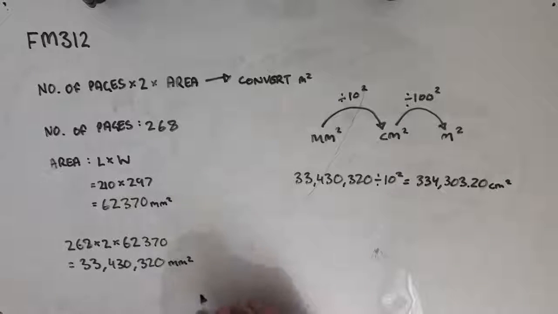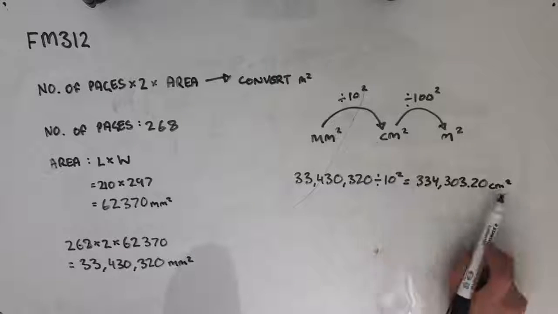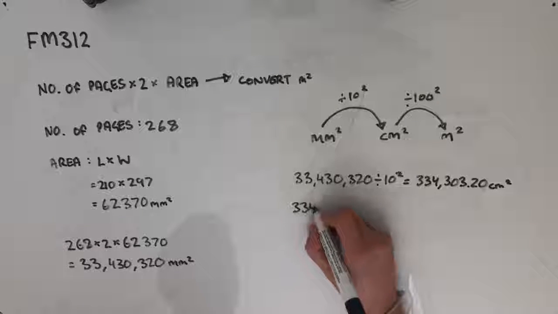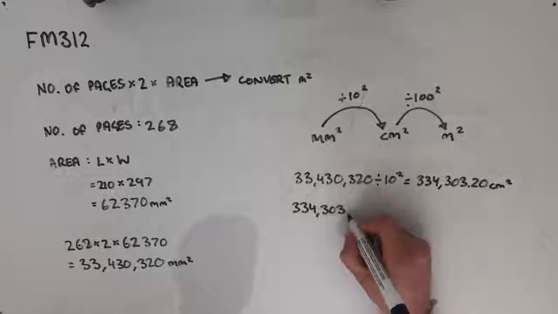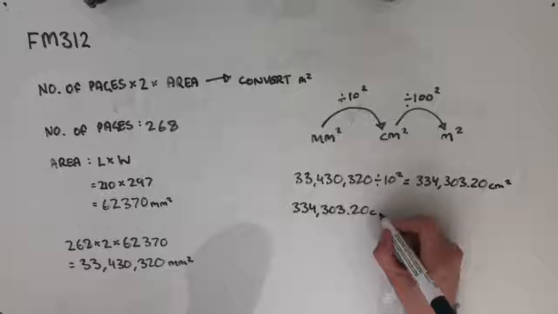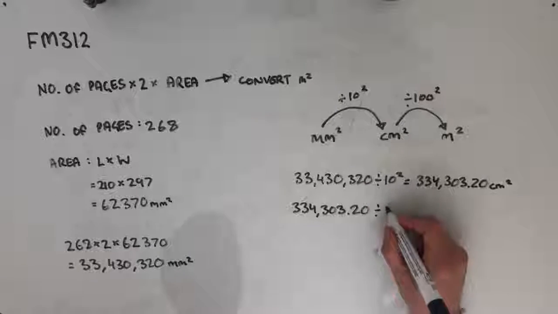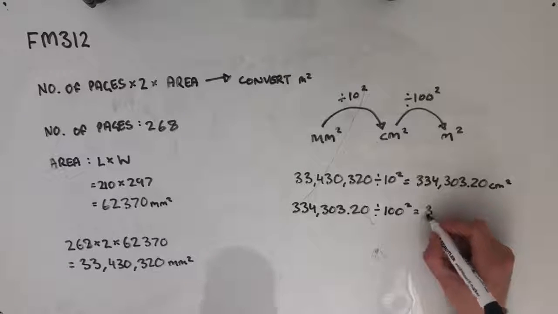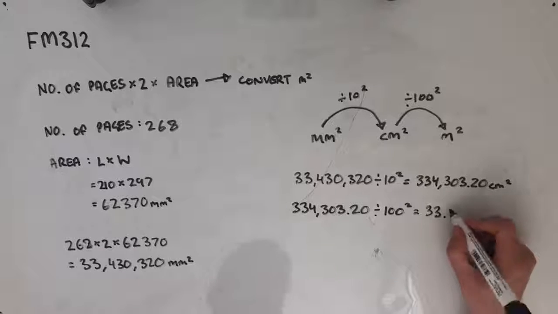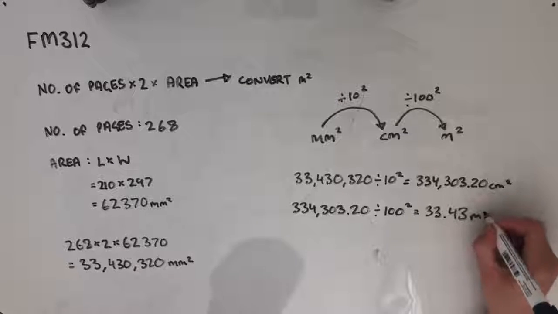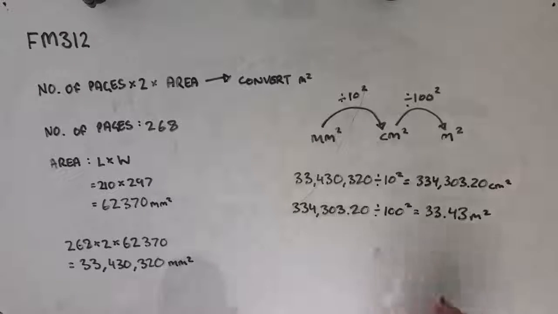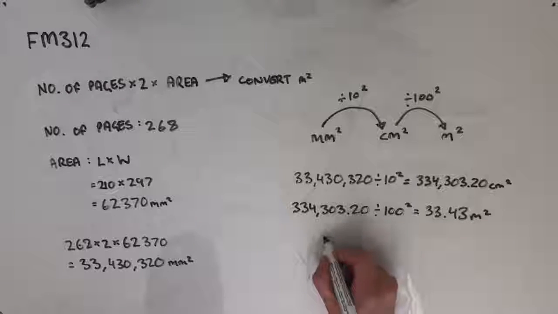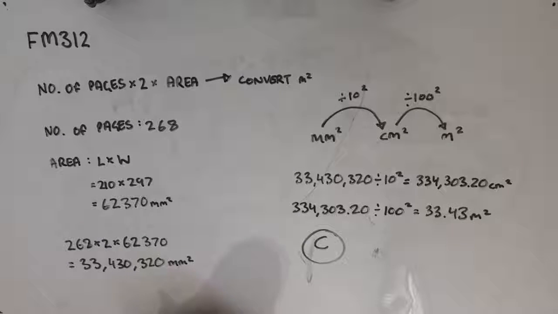centimeters squared. We're now going to take this centimeters squared value and convert that to a meters squared value. So 334,303.2 divided by 100 squared. And that's going to give us a final answer of roughly 33.43 meters squared, which of course looks very similar, not to option B, looks very similar to option C.